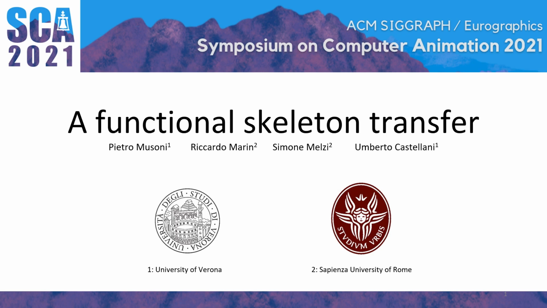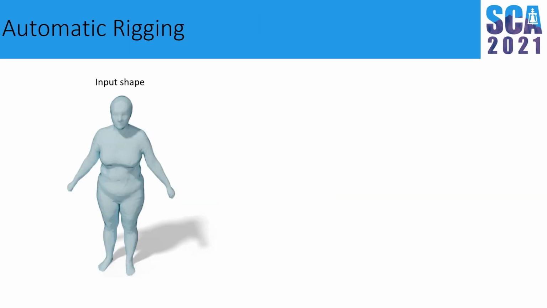The aim of this work is to handle a very well-known problem in the computer graphics community, the automatic rigging. Given an unrigged character as input, we want to find the skeleton that fits the best on our input shape.